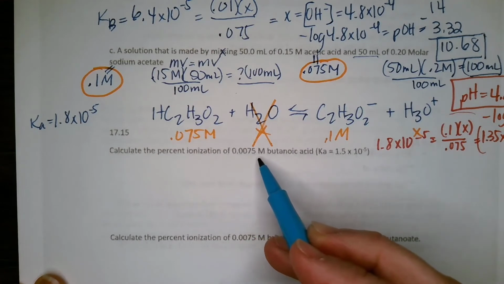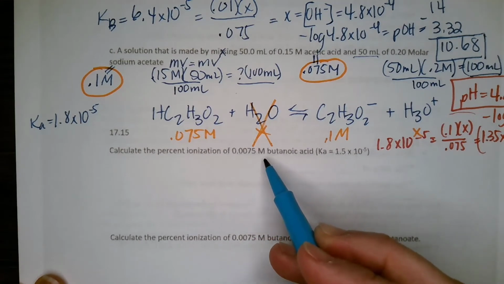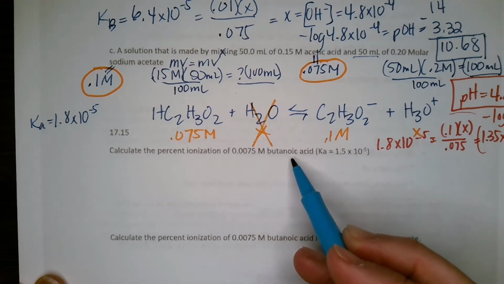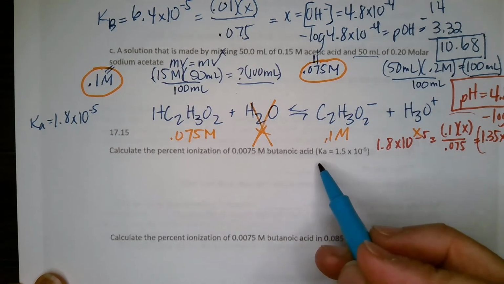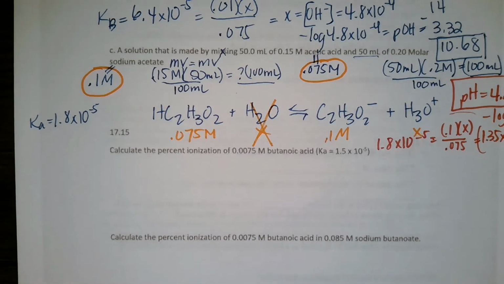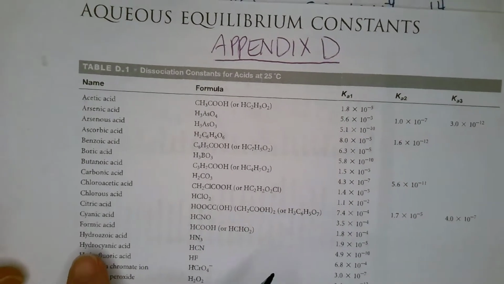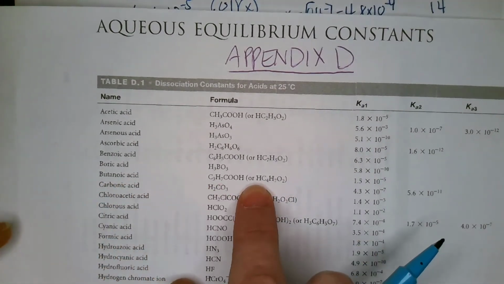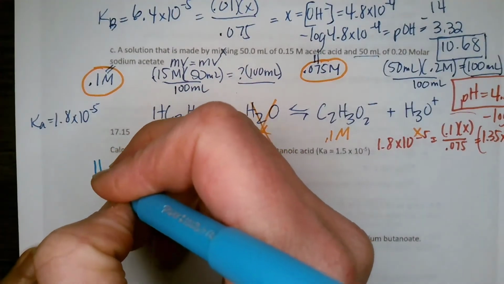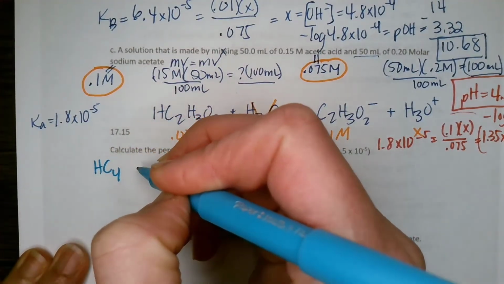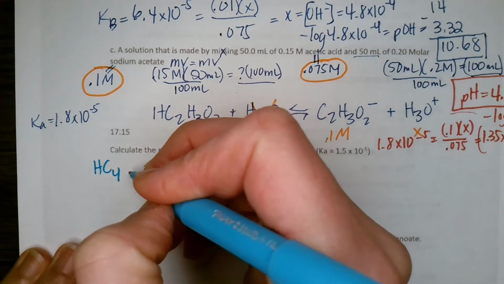This next problem is going to have us calculate the percent ionization of 0.0075 molarity of butanoic acid, and it gives us a Ka value. So let's write this down. Butanoic acid, if we look it up to find butanoic acid, is HC4H7O2.